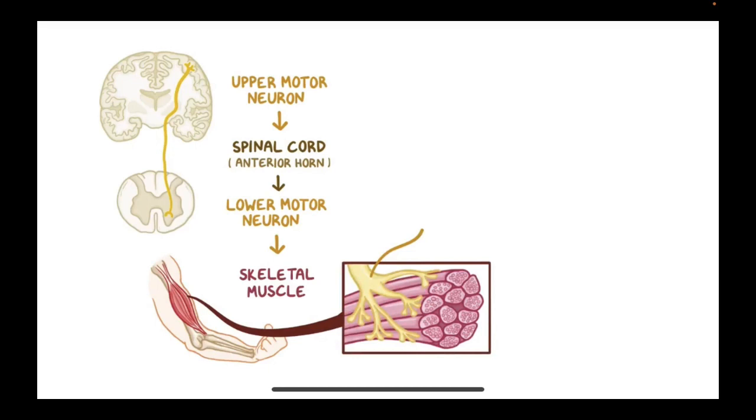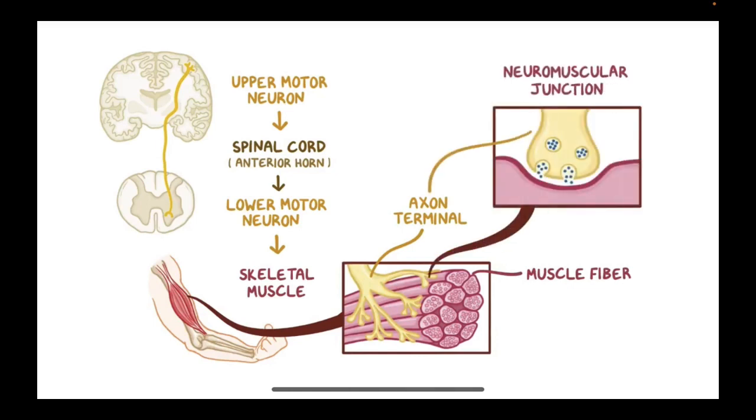From here, the signal will travel through the lower motor neuron's axon until it meets the axon terminal, which is next to the muscle fiber, as you can see here in this diagram. At the site where the axon terminal meets the muscle fiber, we have a junction called the neuromuscular junction, which houses the neurotransmitter, in this case acetylcholine. It's this that tells the muscle when to contract.